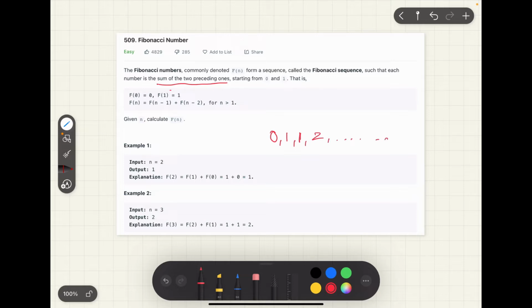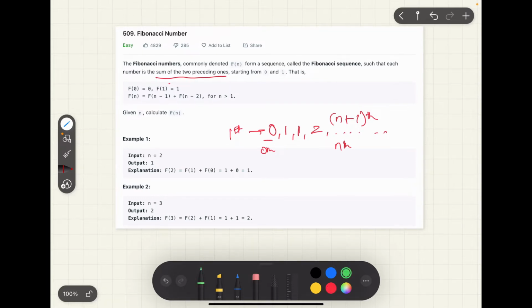so on and so forth. The question says that given n, we have to calculate the nth term. If we are calling this the 0th term, then we have to calculate the nth term. But if we refer to this as the first term, then we have to calculate the n plus 1th term. So that is the question. The question is very simple.